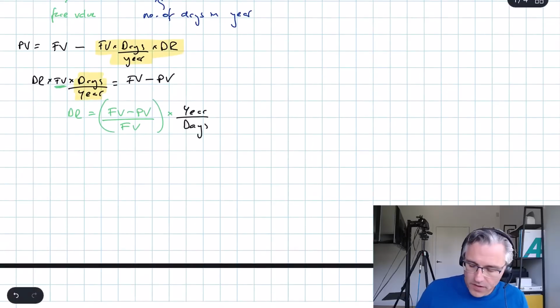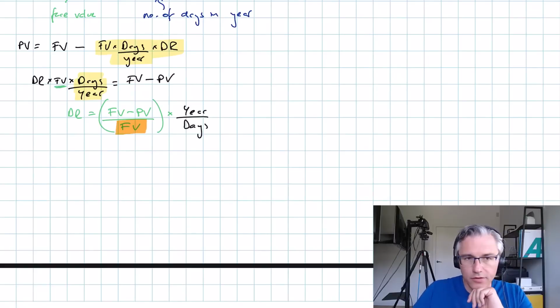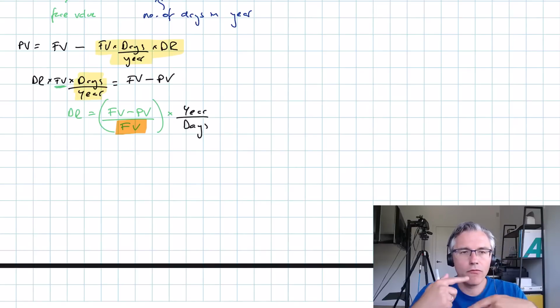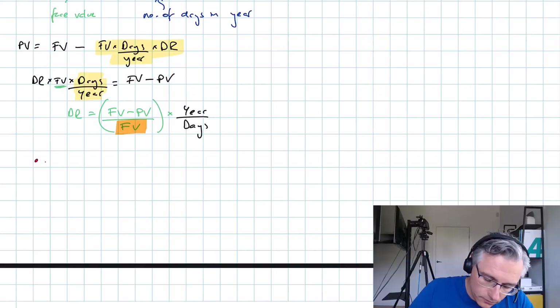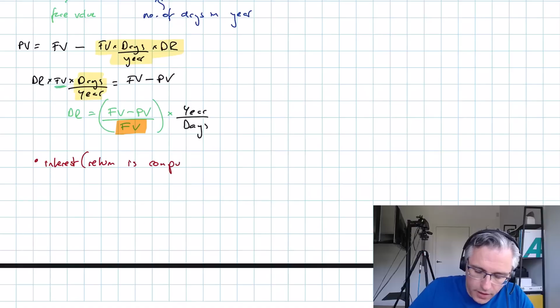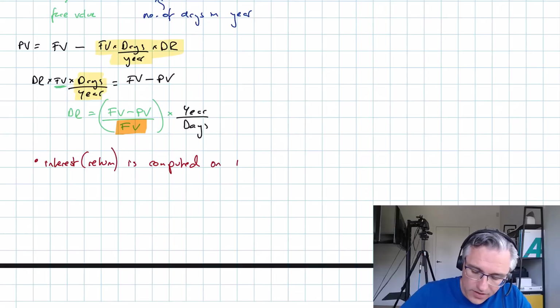Okay, well, what you need to appreciate about this formula, we're going to apply it in just a moment, is that at the bottom over here we've got the expression FV. So the whole rate of return, the discount rate, is computed on face value. So the interest or return is computed on face value, and we'll be talking much more about it in subsequent minutes of this video.